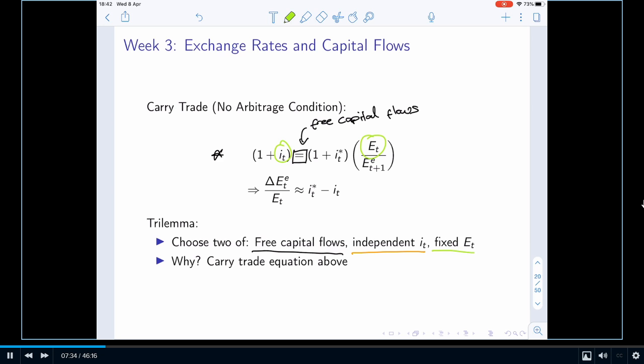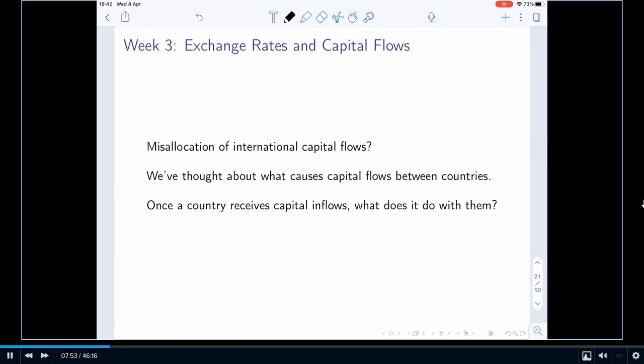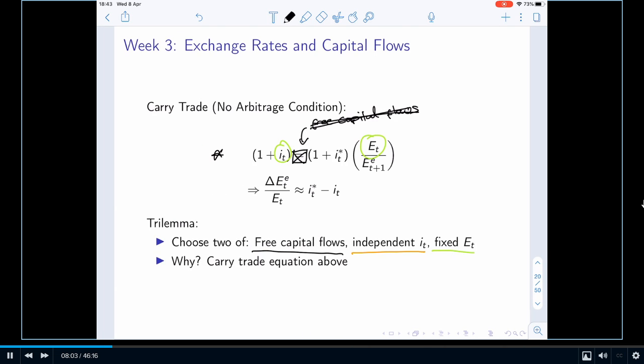If we would like to both have independent monetary policy and a fixed exchange rate, what do we have to do? We have to break this equality. How do we do it? We stop free capital flows, and we have capital controls. So that's why we can only have two out of the three policy options that we might like. So that's a discussion of what determines exchange rates, and also if we look at this uncovered interest parity condition, it also links to a theory of what determines capital flows between countries.